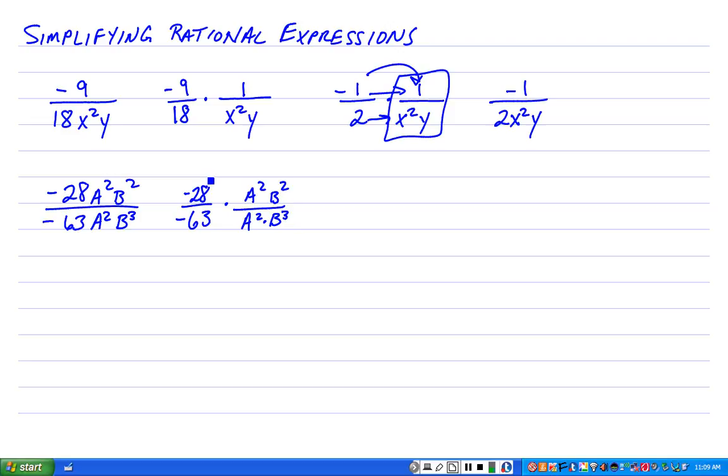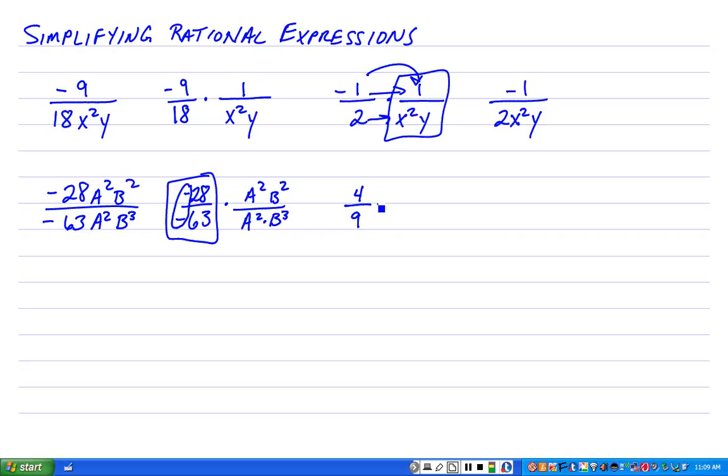Now when we look at this part here, we know 28 doesn't go into 63 evenly, but we know 7 goes into both of these numbers, and a negative over negative is a positive, so when I reduce this fraction, it's going to be in a positive form. Okay, so that reduces, 7 goes into the 28 4 times, 7 goes into 63 9 times.